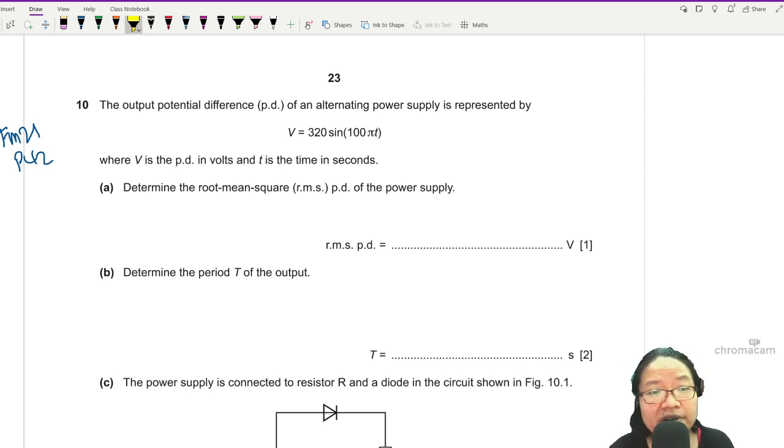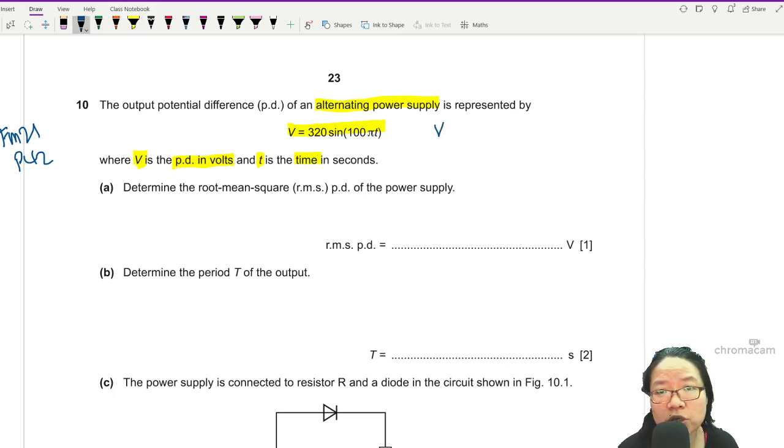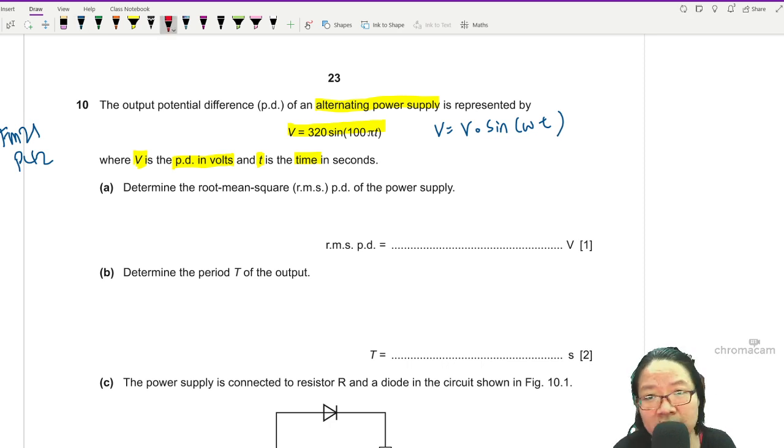So here you have an output potential difference of an alternating power supply represented by this equation, where V is the potential difference in volt and t is the time in second. Determine the root mean square PD of the power supply. This is bonus. Compare with the general equation of alternating current, V is V naught sine omega t. So your V naught, or your peak voltage, is 320. So V RMS is peak voltage V naught divided by root 2.